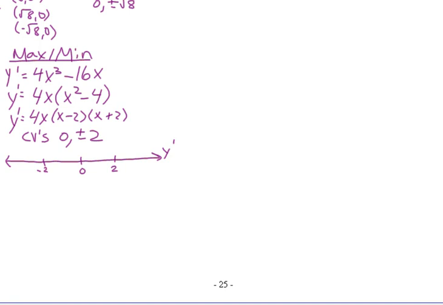Okay, 4 times negative 4, negative. Negative 4 minus 2, negative. And negative 4 plus 2, negative. 3 negatives. It's a negative. Okay, at negative 1, between negative 2 and 0: 4 times negative 1 would be a negative. Negative 1 minus 2, negative. And then a positive. Positive 1.